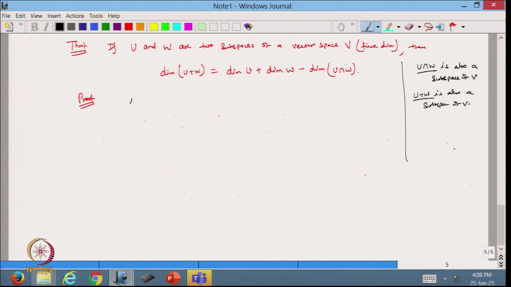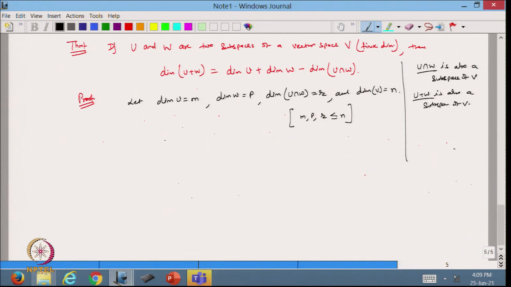First I assume that the dimension of U is M, dimension of W is P, dimension of U intersection W is R, and dimension of V is N. Now, of course, M, P, R will definitely be less than or equal to N, because they are subspaces. So, definitely the dimension will be less than or equal to N.